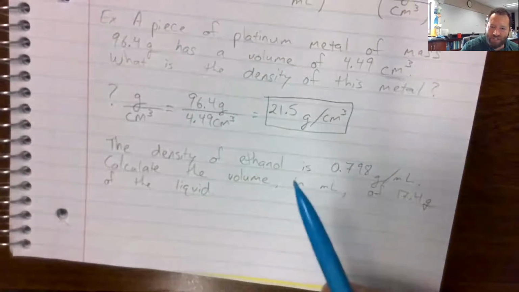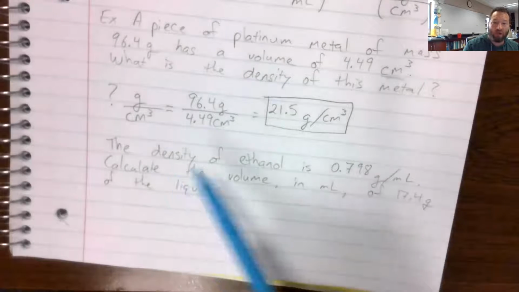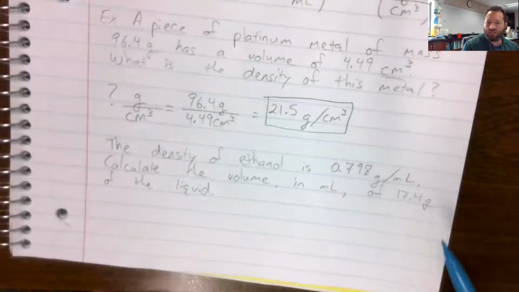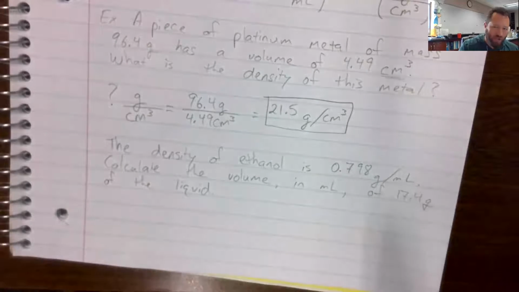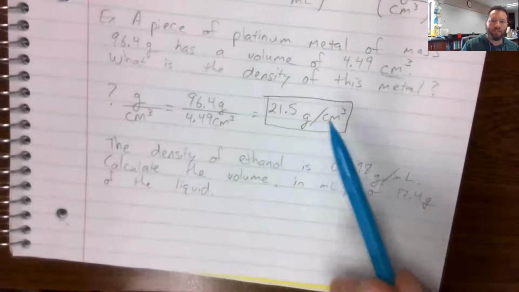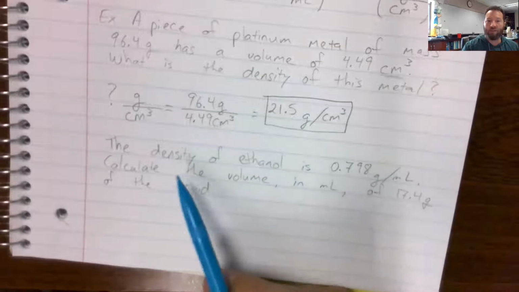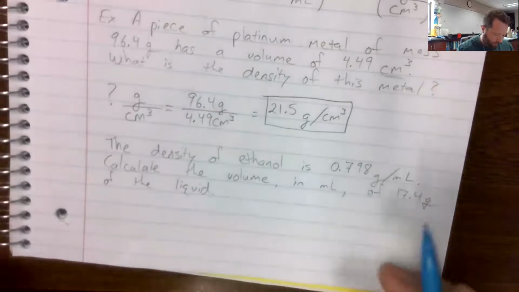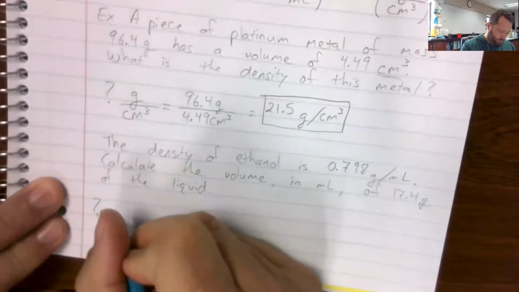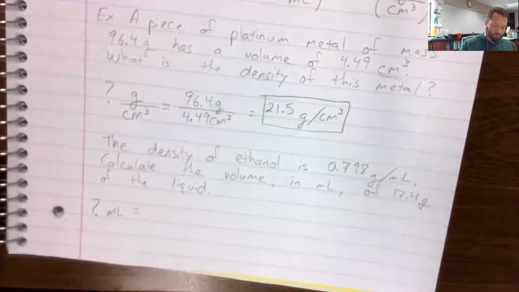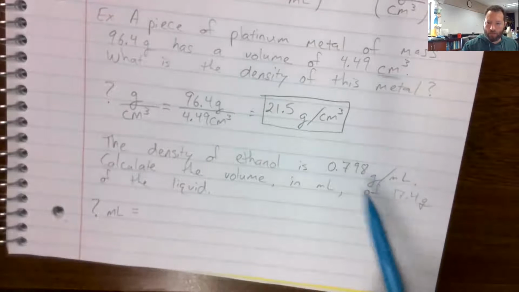All right, so the density of ethanol is 0.798 grams per milliliter. Calculate the volume in milliliters of 17.4 grams of the liquid. So same type of problem, but this time they're giving us the density and asking us to solve for either the mass or the volume. Let's see here. Calculate the volume, and they tell us specifically in milliliters. So again, I'm going to start this off. What am I looking for? Milliliters is equal to. Now I look back at my question here.